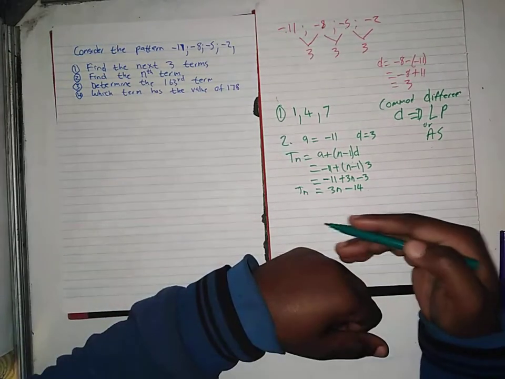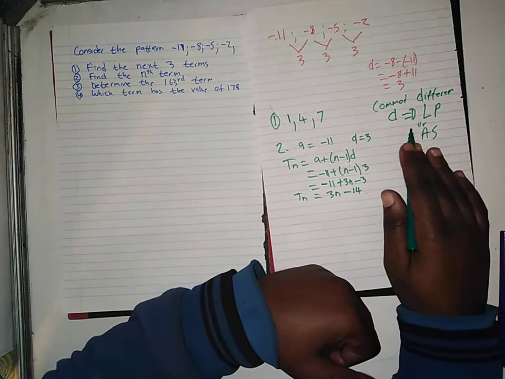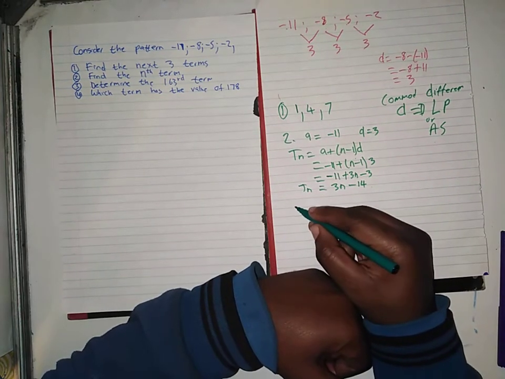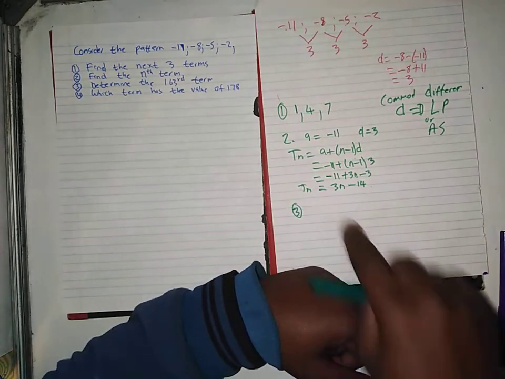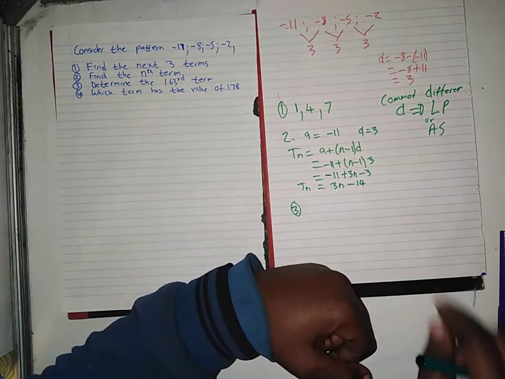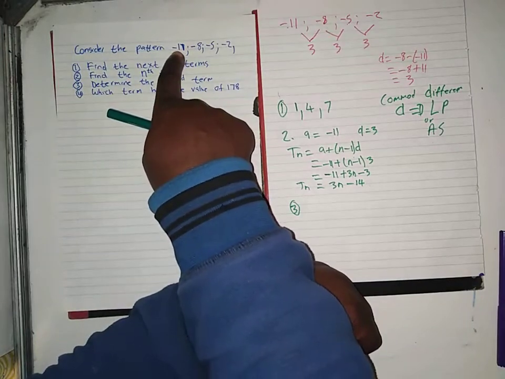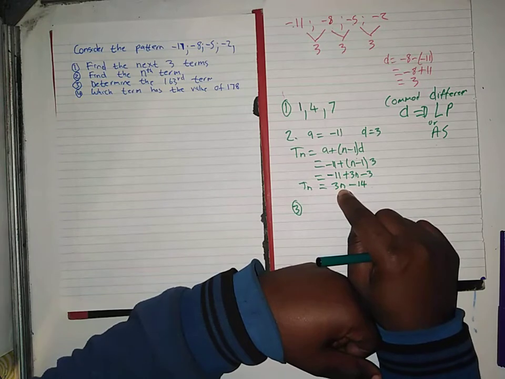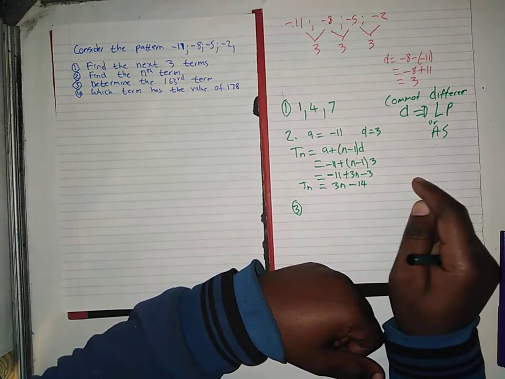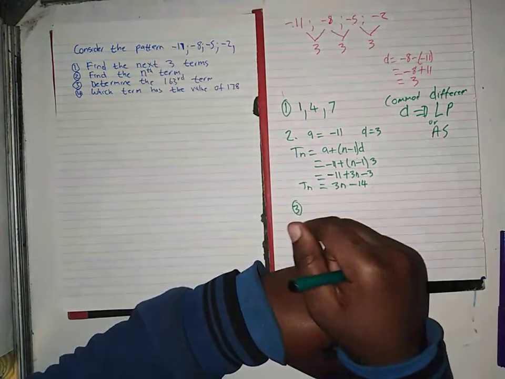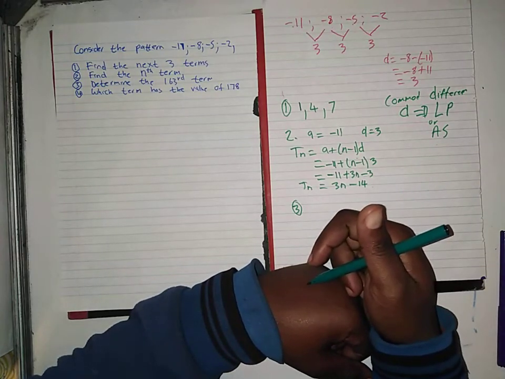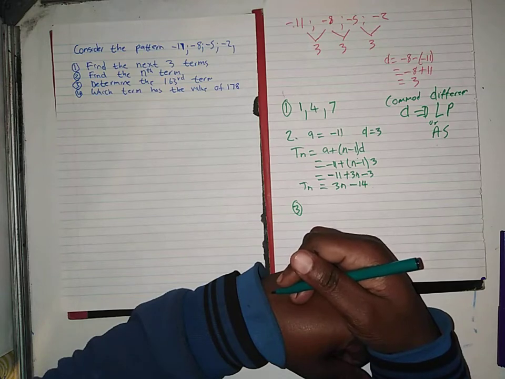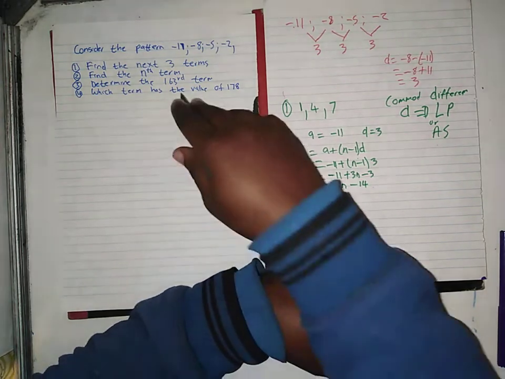So how do you then look at it? Before we even answer question 3, let's test it. T1 is minus 11, so let's put 1 here. 3 times 1 is 3. 3 minus 14 is minus 11, so it does produce this. You can check the next one and the next one and so on. Right, it does work. Does that make sense? So I can then use it in the next one.